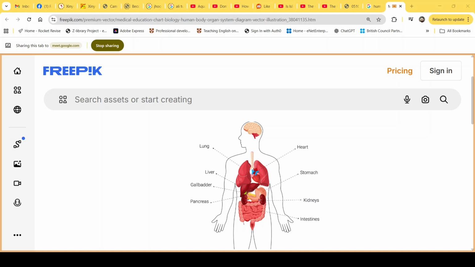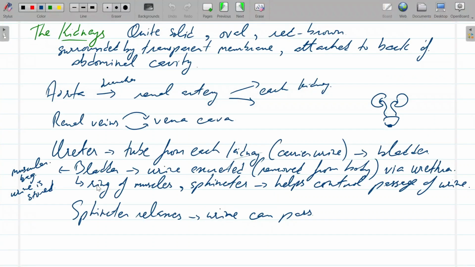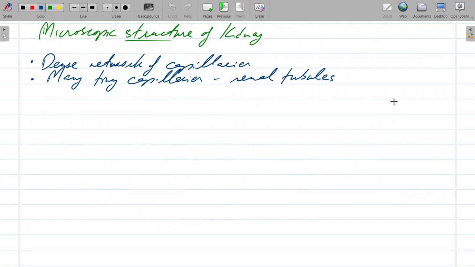All right, going back to the whiteboard. So the dense network of capillaries that's coming in from the renal artery.